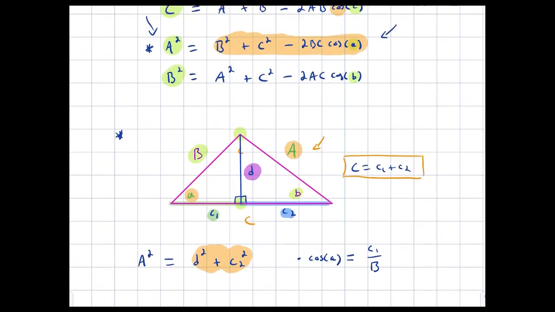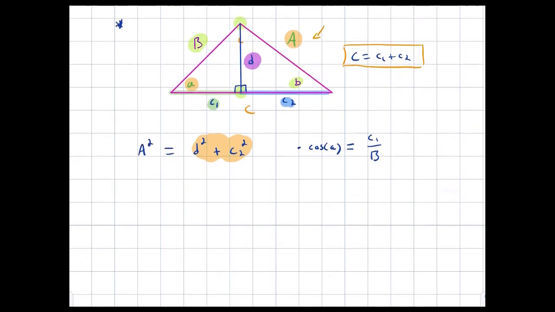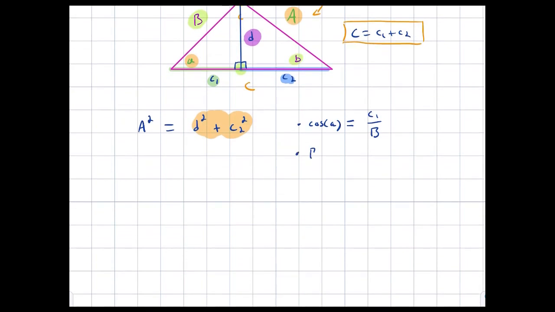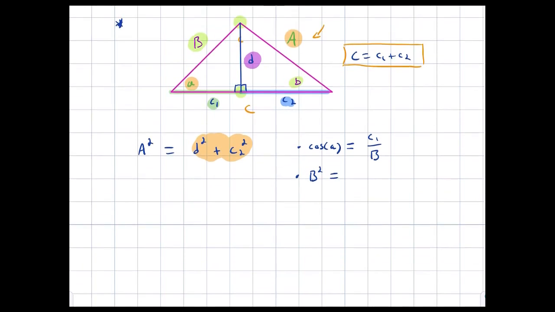What else do I want? What else do I want to get in here? I need to get a B squared in here. I have my B. I also need to get a B squared. What is B squared equal to? B squared, using the Pythagorean theorem again, is D squared plus C1 squared.